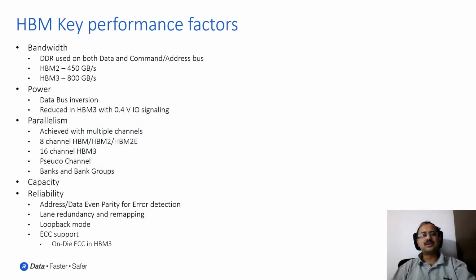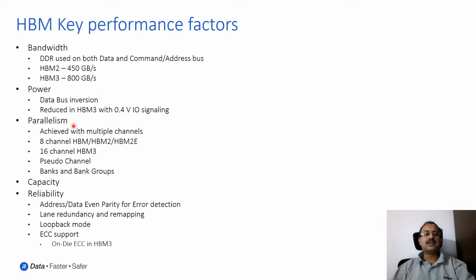Let us look at the key performance factors which make HBM suitable for AI applications. Firstly, it offers very high bandwidth, as the name suggests. It uses double data rate on both the data and command address bus. The HBM2 generation went up to 450 Gbps, whereas HBM3 is targeting 800 Gbps and even beyond that. Power is another factor. In order to reduce power, a data bus inversion feature is available, which reduces the number of signal toggles that happen during data transfers. The power was further reduced in HBM3 by bringing down the I/O signaling voltage to 0.4 volts.